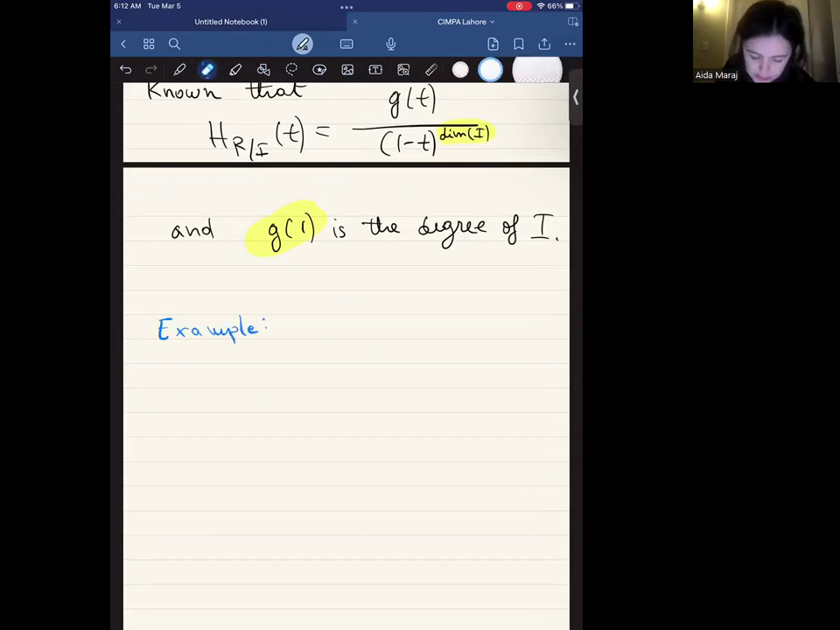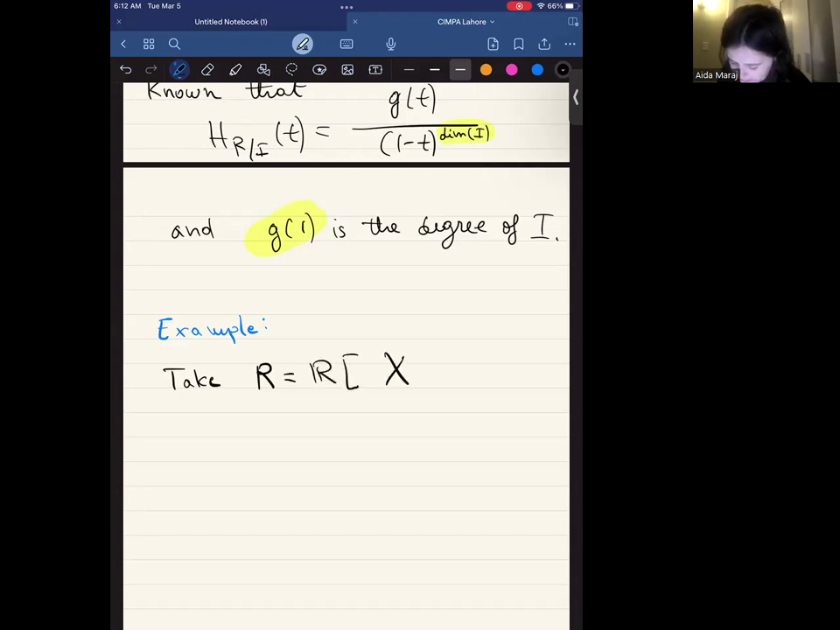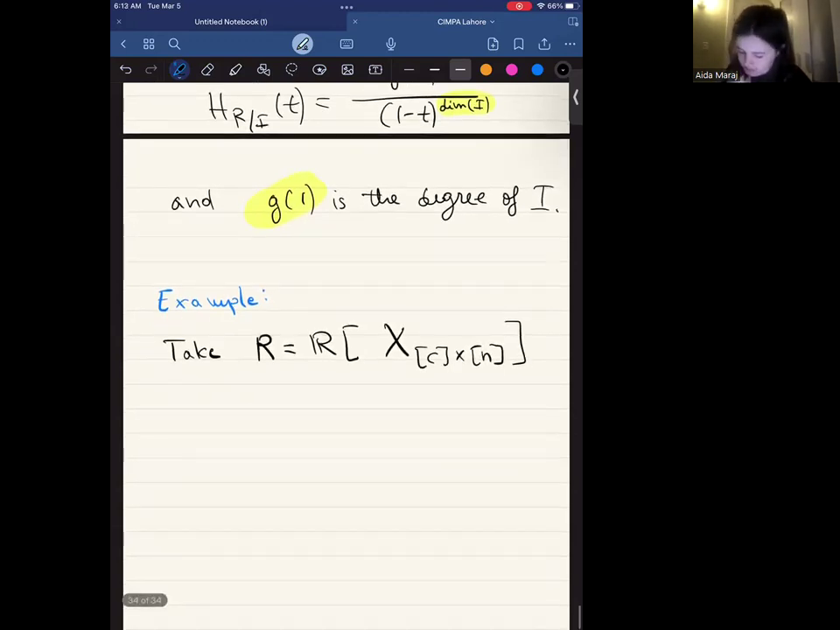So if we take the polynomial ring, so take R to be R of X, C times N. Okay, then take I to be just the zero ideal in R. Okay, so R mod I is just R.